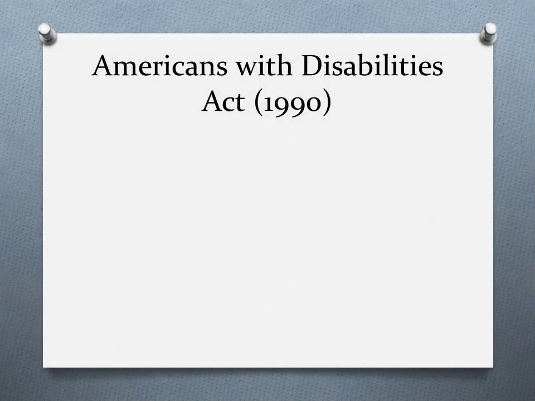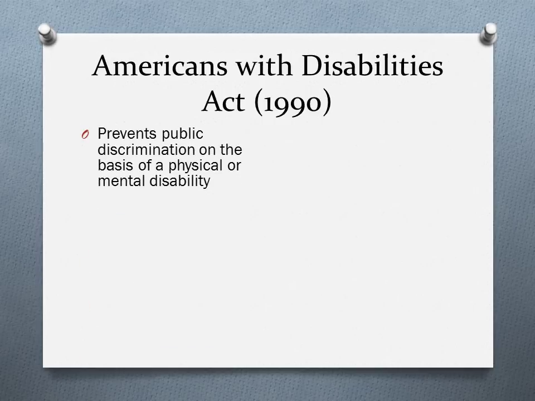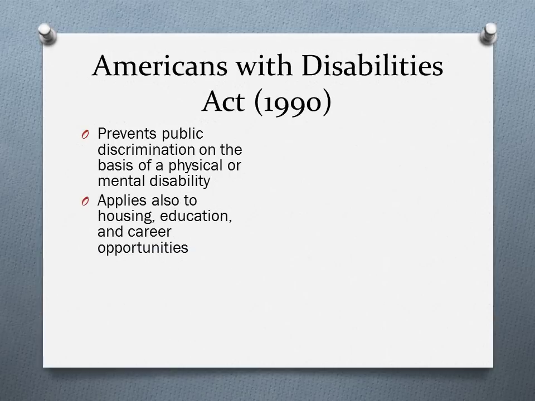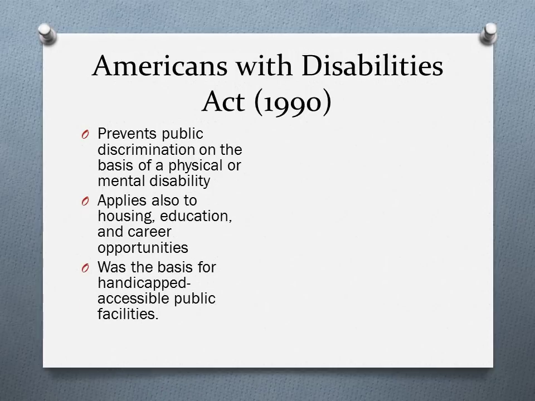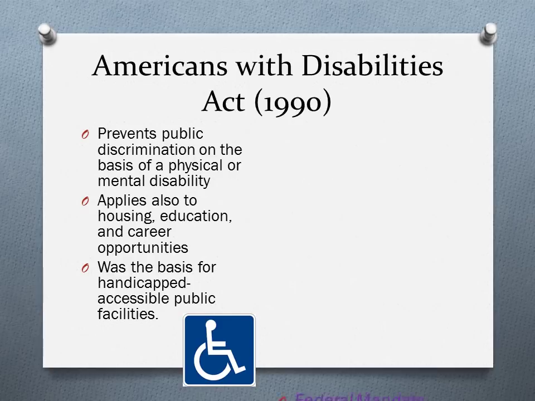Drafted by Senator Tom Harkin of Iowa, the Americans with Disabilities Act of 1990 was another monumental piece of legislation in the civil rights arena. The ADA prevents public discrimination on the basis of physical or mental disability. It applies to housing opportunities, educational opportunities, and opportunities in the workplace. It has become the basis for many of the handicap-accessible public facilities that we see today, including the establishment of the handicap parking process. The ADA is considered a federal mandate.